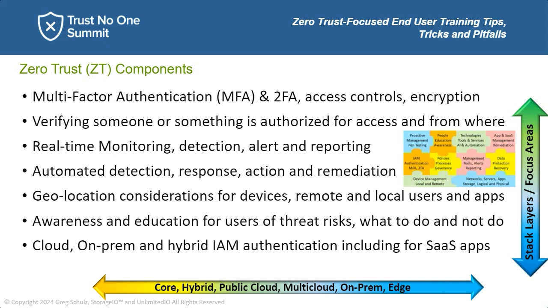There's also this other part about awareness and education of users, of not only the threat risks, but also what to do and not do. We're going to expand on that here in just a moment. But there's also, again, as I mentioned earlier, spanning across on-prem, cloud, hybrid, in different layers. And as we see on the chart here, we've got the vertical up and down on the right, but we've also got the horizontal across the bottom, working across these different environments.